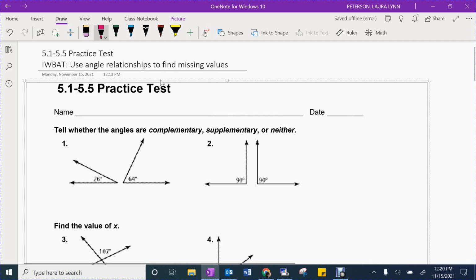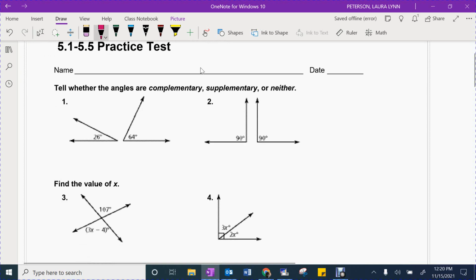Hey guys, so these are the solutions to your 5-1 to 5-5 practice test. Let's get started. Questions 1 and 2 ask you to decide if these angles are complementary, supplementary, or neither.